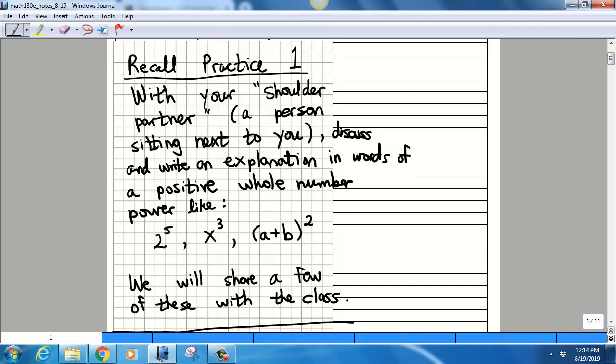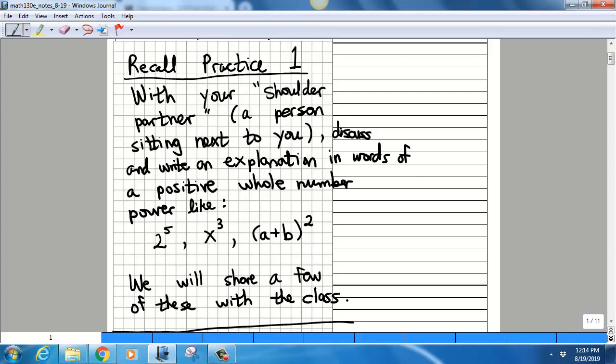What would you write down? 2 times 2 times 2, 5 times. Oh, all right. So 2 times 2 times 2 times 2 times 2, right? Which is not the same as 2 times 5, right? By the way, 2 times 5 is 2 plus 2 plus 2 plus 2 plus 2, right?